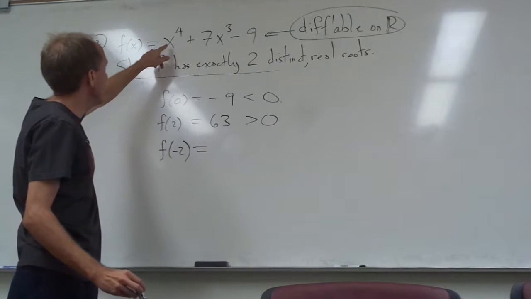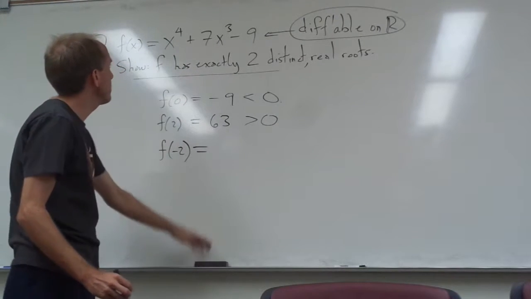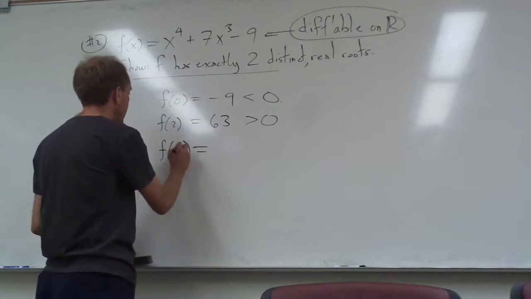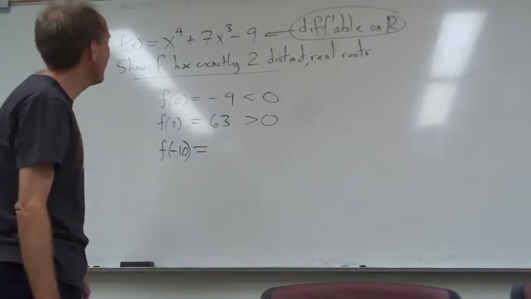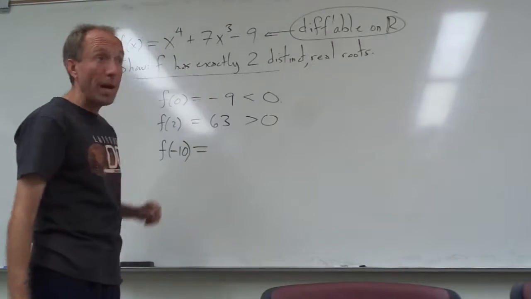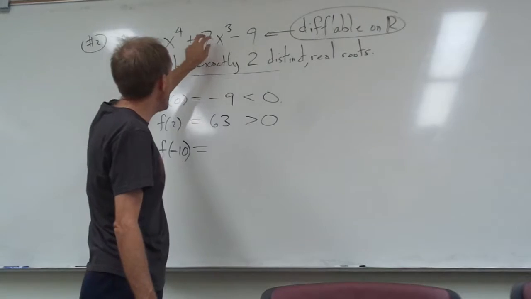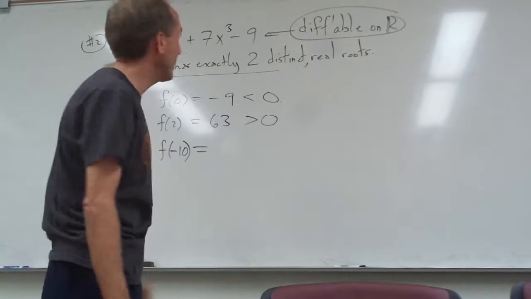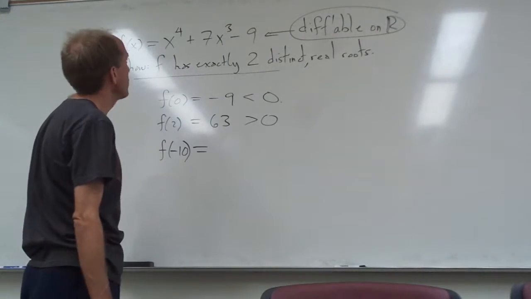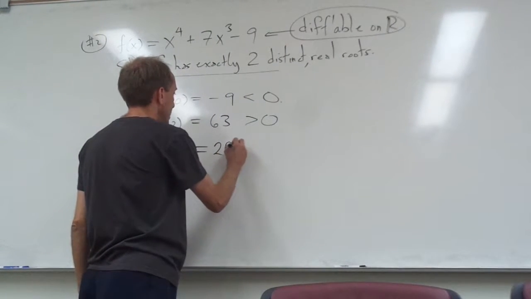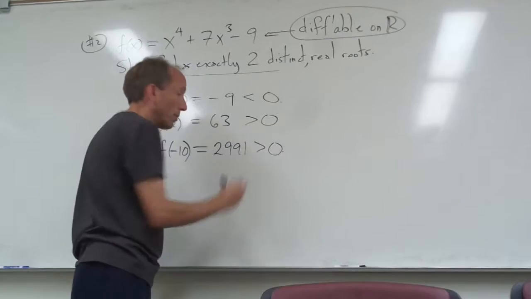So this would give me 16, actually that maybe isn't going to work. We need probably a much larger number. How about -10? Let's try -10. To the 4th power, that's 10,000. And here we would be subtracting 7,000. So that gives me 3,000. And you subtract 9 from that, you're going to get 2,991. Well, that's obviously greater than 0.